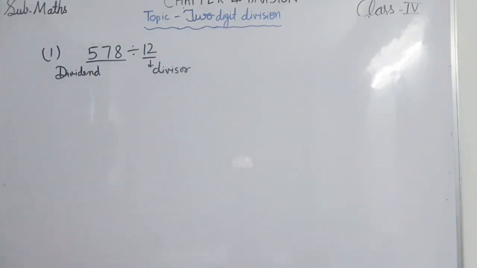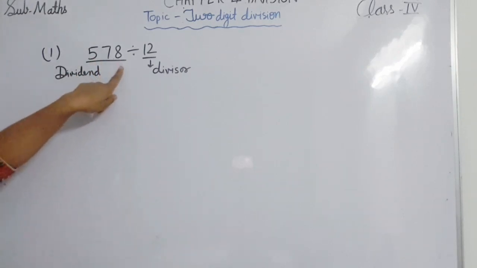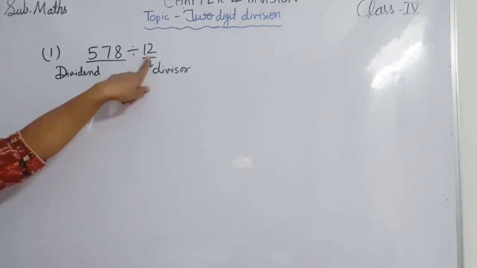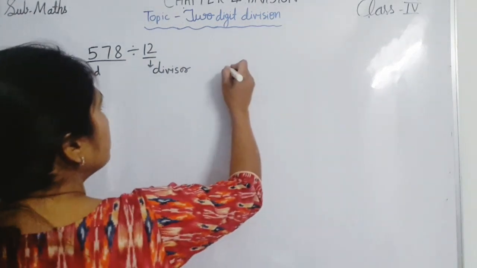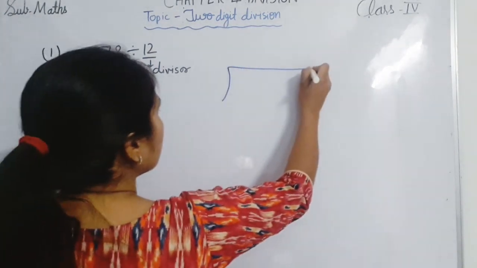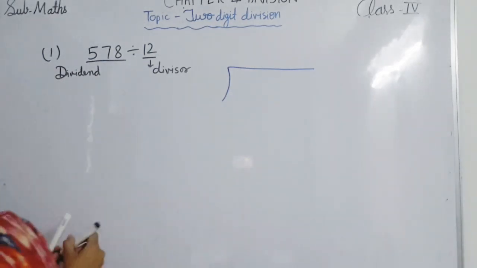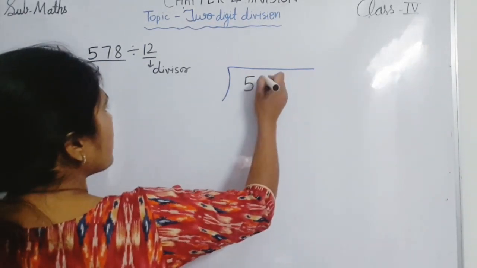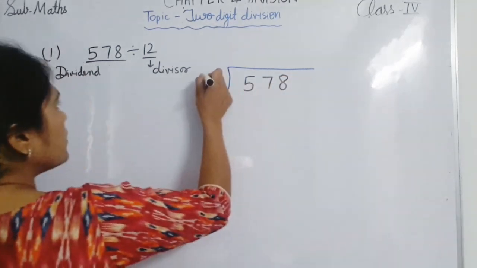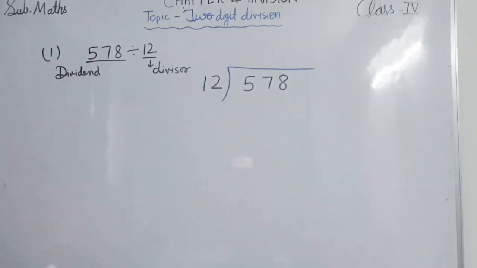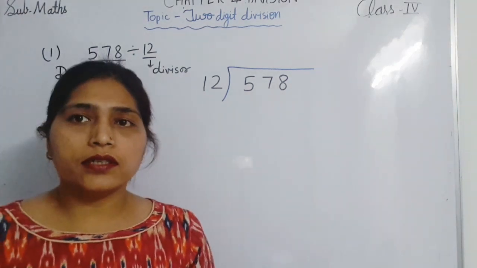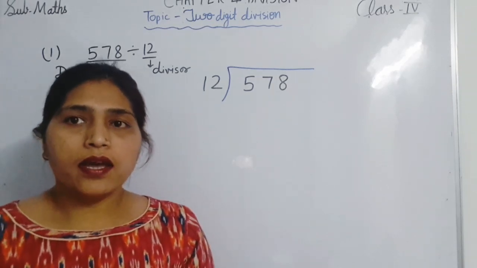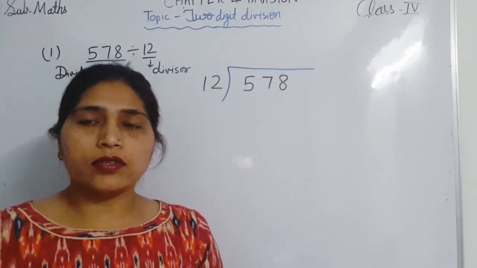To understand two digit division, I am taking one example. So we have to divide 578 divided by 12. So I am writing this problem here. So our problem is 578 divided by 12. See, one most important thing I want to tell you, for two digit division you have to learn the table till 20. Okay, at least minimum till 20 you have to learn the tables.